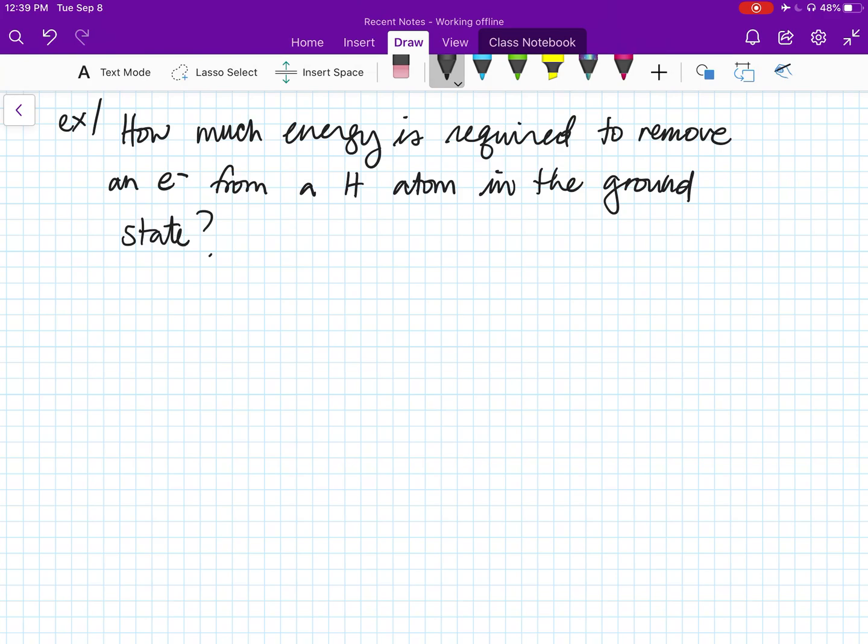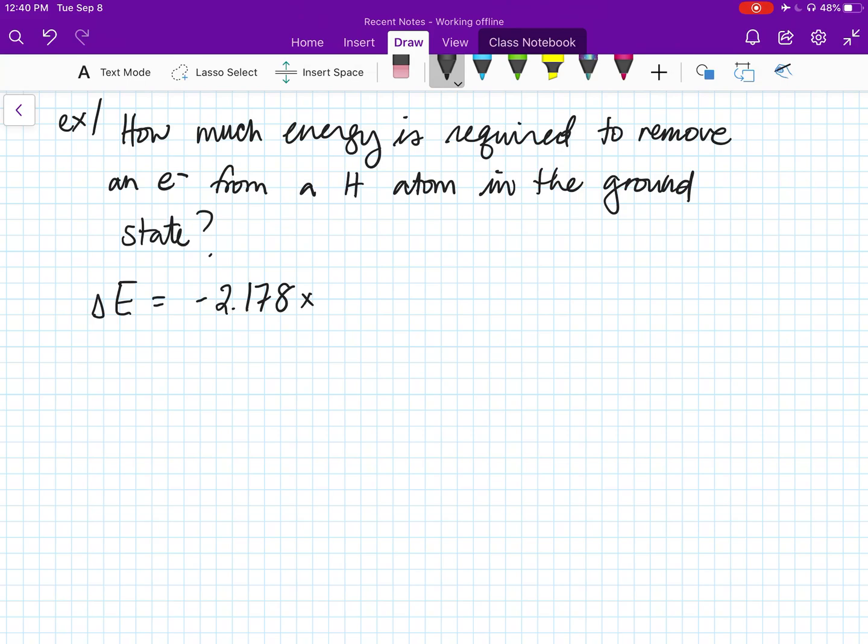All right, so continuing our calculations of energy quantization in the hydrogen atom, let's see if we can use Bohr's equation to answer this question. How much energy is required to remove an electron from a hydrogen atom in the ground state? So let's go back to the Bohr equation, the one for delta E, to see if we can figure this out.